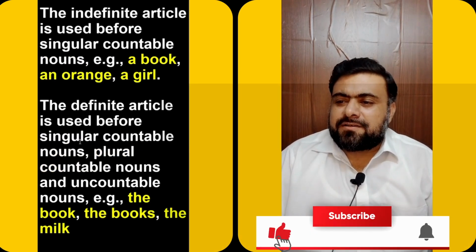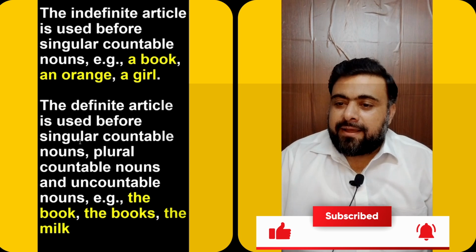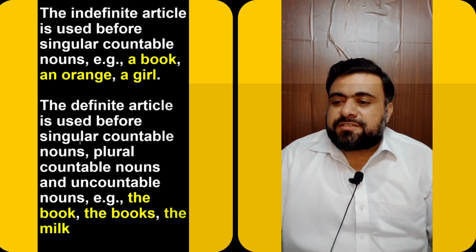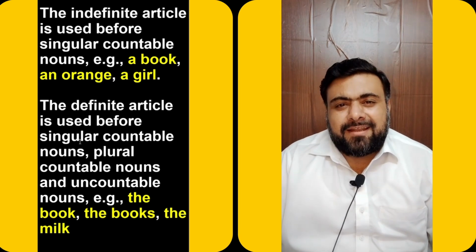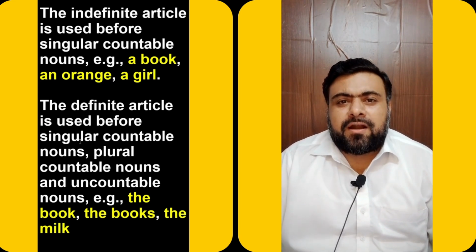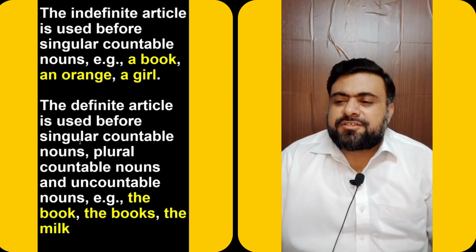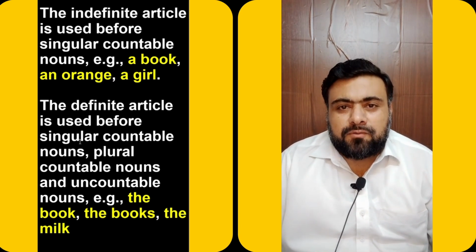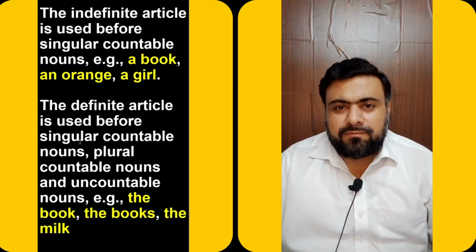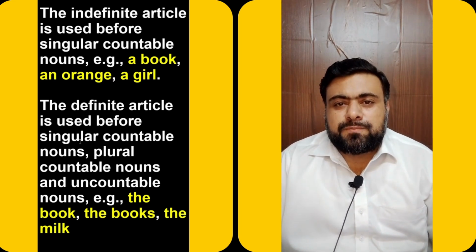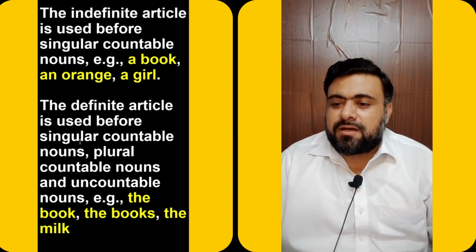The indefinite article, that is a or an, they are used before singular countable nouns: a book, an orange, a girl. Two things: they are used before a singular noun, and second, they are used before a countable noun. A book, an orange, a girl.